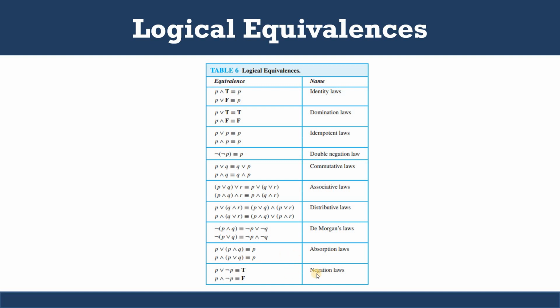And lastly, the negation law. Negation laws say that when we perform OR operation between a proposition and the negation of the same proposition, we get true, or it is equivalent to getting true. And when we AND operation between a proposition and its negation, it is equivalent to getting false. So this is negation laws. So this is all about the laws that we have learned in the previous tutorial.